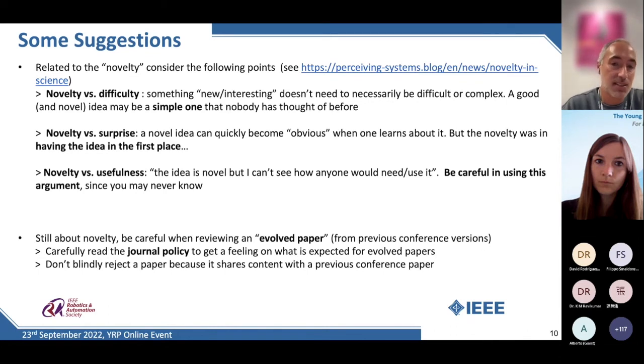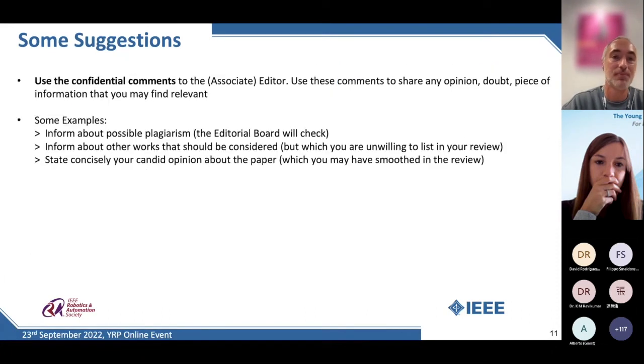I see this many times from reviewers. They say, but this paper is very, very similar. Parts of this paper are very similar to the previous conference paper, so the paper has to be rejected. No, that's not a good argument. So be careful about this point.